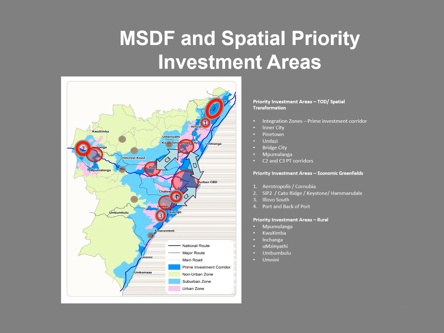Spatial priority areas in the SDF align with the focus on the prime investment corridor in the Built Environment Performance Plan. eThekwini municipality has integration zones that are located on prime investment corridors such as Bridge City and Umlazi that are located on the C2 public transport corridor. Pinetown and KwaMashu Bridge City are located on the C3 public transport corridor. The economic greenfields include the Aerotropolis, the Strategic Investment Project 2, Cato Ridge, Keystone, Hammarsdale, Ilovo South, the Port, and the Back of Port. The rural priority investment areas are Mpumalanga, KwaXimba, Inchanga, Umzinyathi, Umbumbulu, and Umnini.